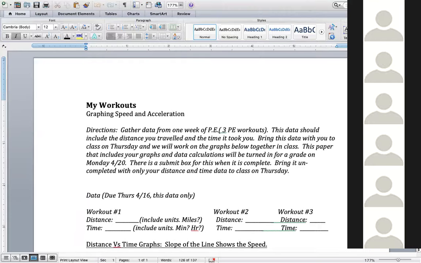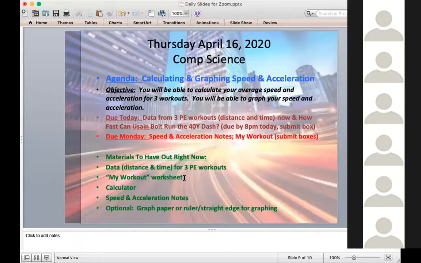All right, so you have that worksheet, you have your data, you have a calculator handy because we are going to be calculating. Maybe use your cell phone if that's more available to you. Optional, the notes might help you, although I am going to be right here with you, but your equations for speed and acceleration are in your notes.